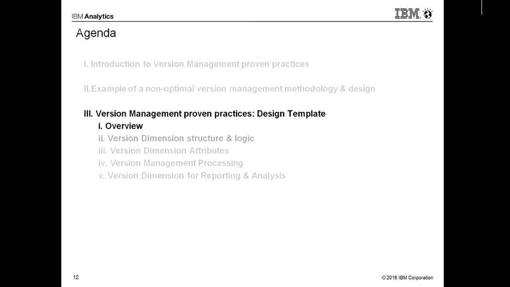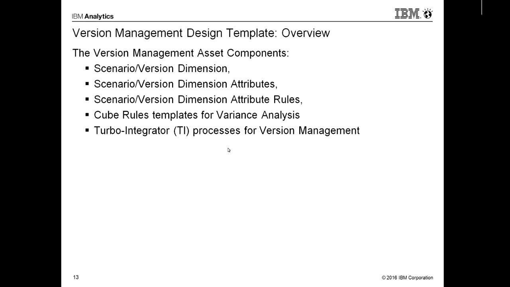So let's take a look at our design template. This design template has the following main components. It has a version dimension. The version dimension has element attributes, some of which are mandatory. Some of those attributes are rule-based. We have some cube rule templates for variance analysis, and we have some turbo integrator processes for version management.